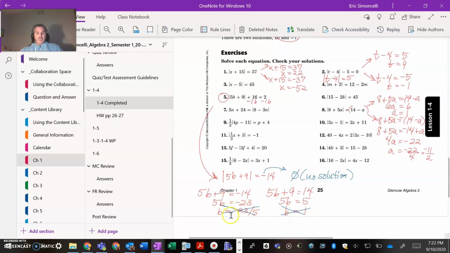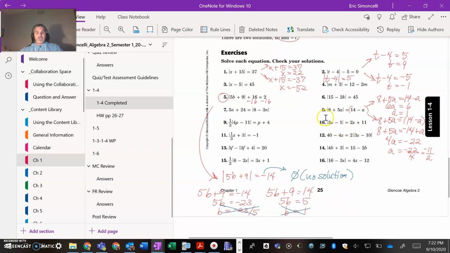Let's double check by plugging in the other value, negative 23/5. What is 5 times negative 23/5? Well, the 5's divide out, so you have negative 23 plus 9. What's negative 23 plus 9? Well, negative 14. The absolute value of negative 14 is positive 14, not negative 14. So this problem, of course, doesn't have a solution either with that one. So both solutions, because technically they're not going to check out, we say this problem overall has no solution.